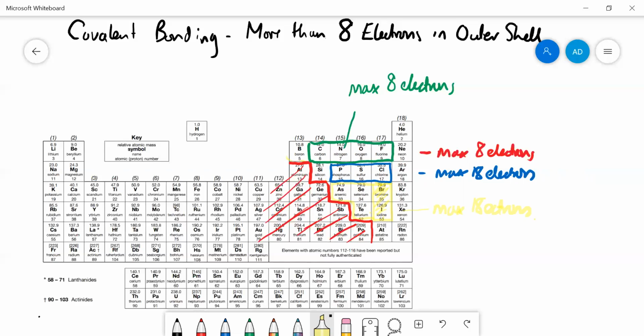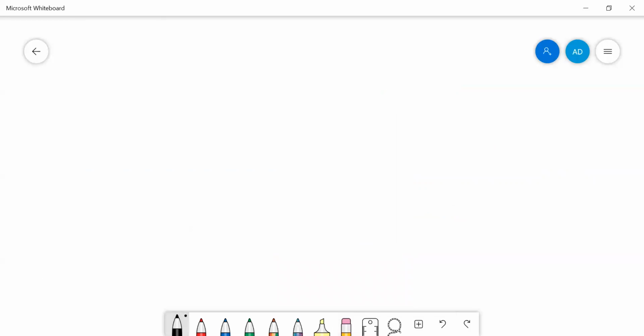So let's start by having a look at some compounds of, I think we'll look at sulfur first of all. That's really important. And then we'll have a look at phosphorus and then chlorine as well. Okay. So sulfur compounds.